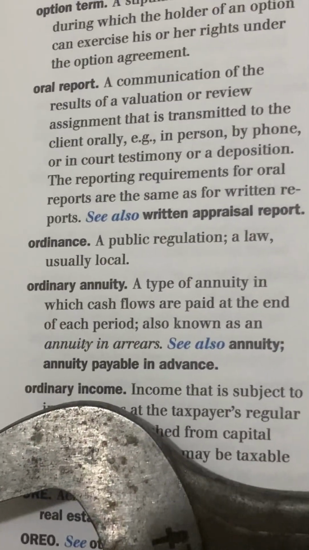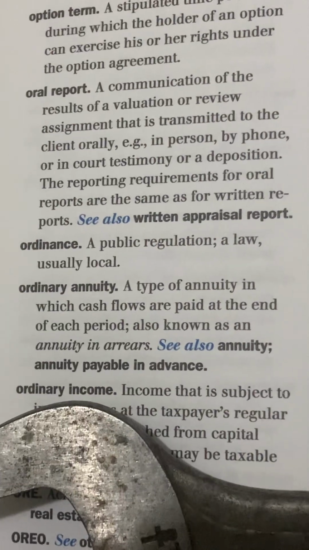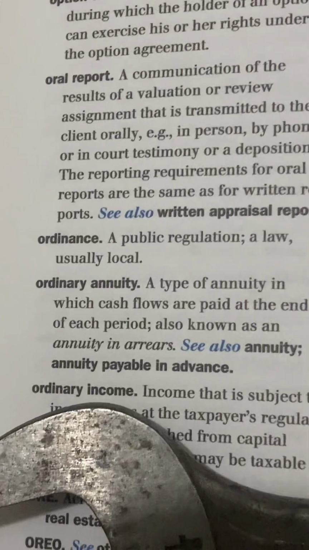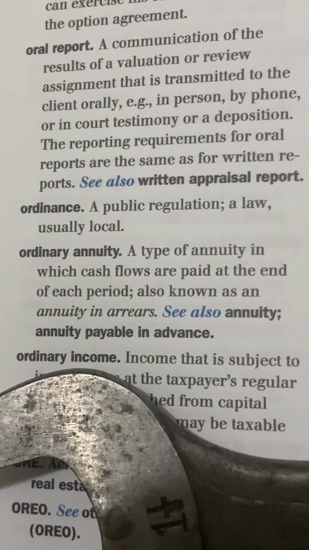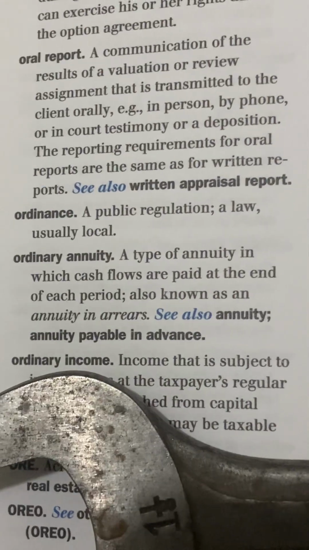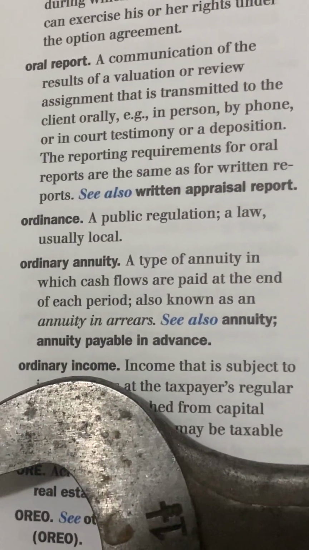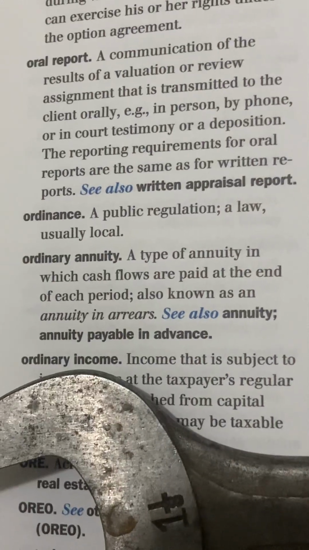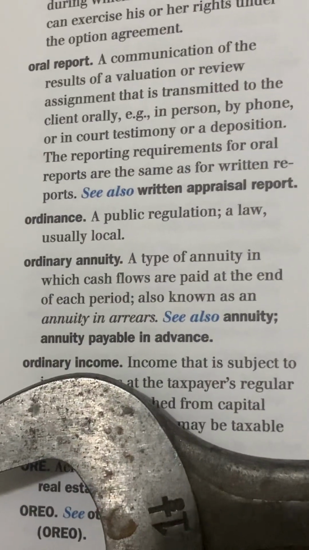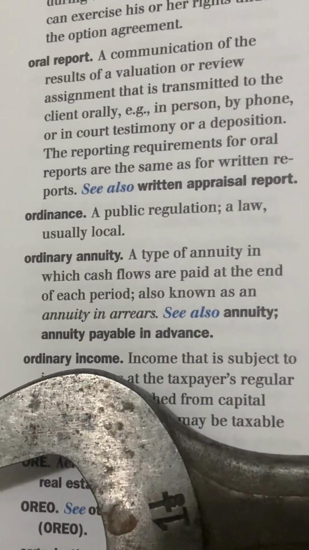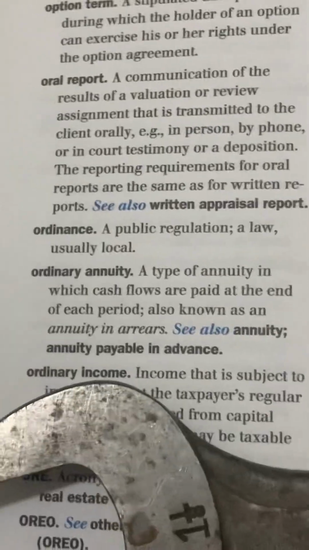Ordinance. A public regulation, a law, usually local. Ordinary annuity. A type of annuity in which cash flows are paid at the end of each period, also known as an annuity in arrears. See also annuity and annuity payable in advance.